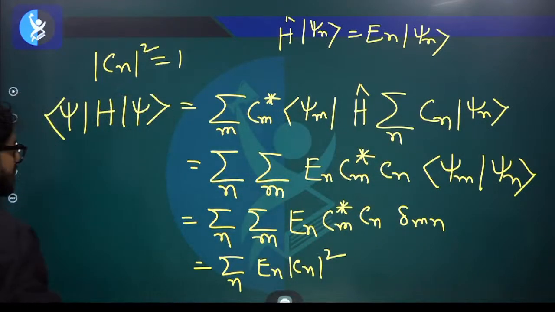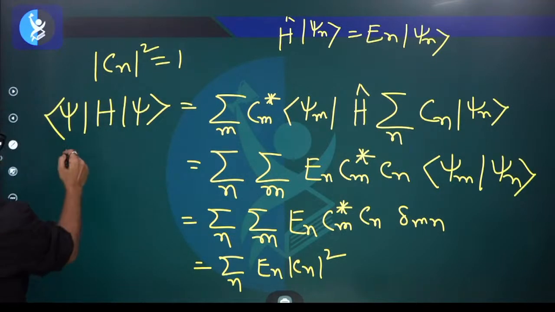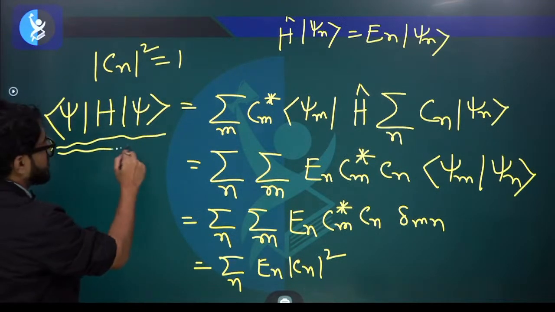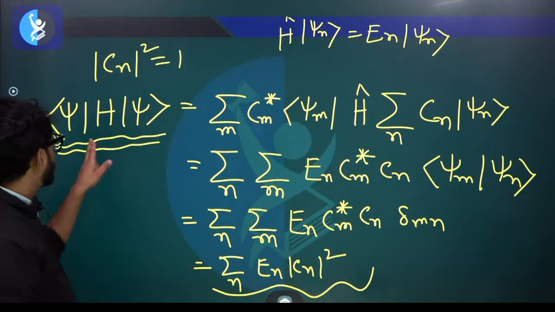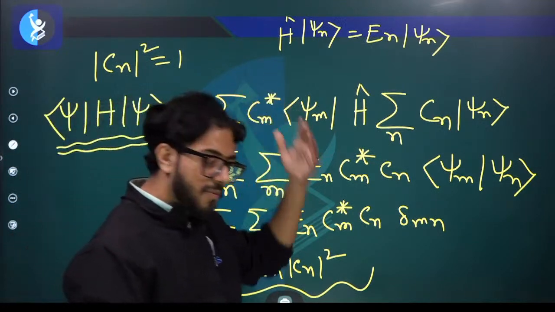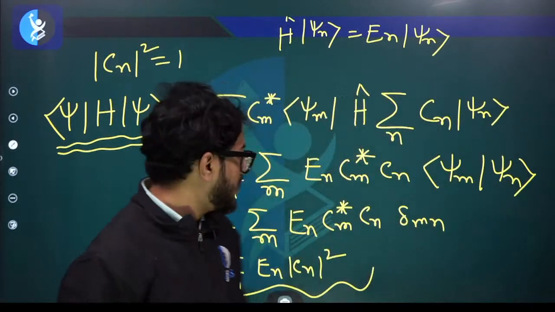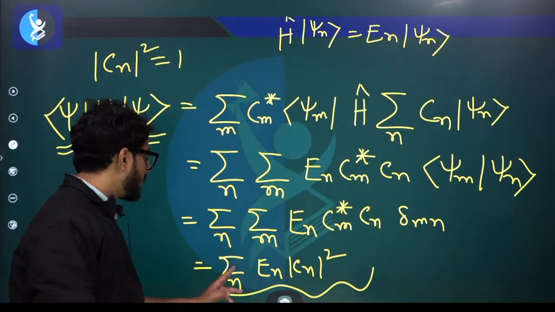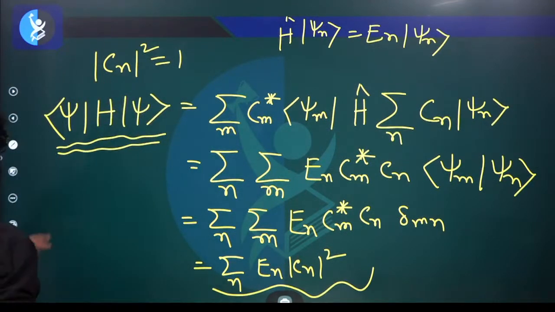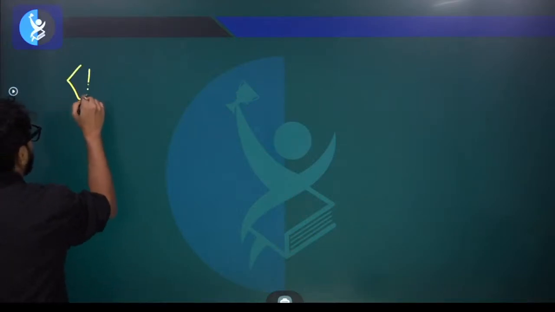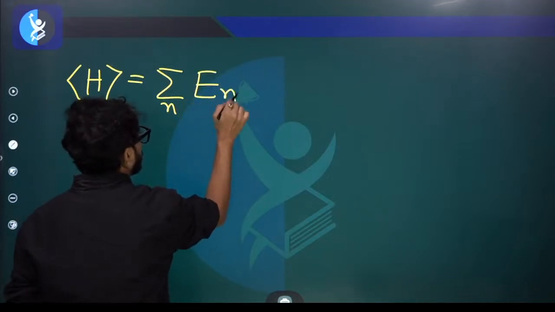Okay. That's what it gets. So tell me, after finding out, this is what the software does, and this is the result the software gets. It chooses an arbitrary wave function, and it determines the expectation value of the Hamiltonian, and the result the software gets is the sum over n of En mod Cn square. Now tell me the expectation value of the Hamiltonian, which is of course equal to the sum over n of En mod Cn square.